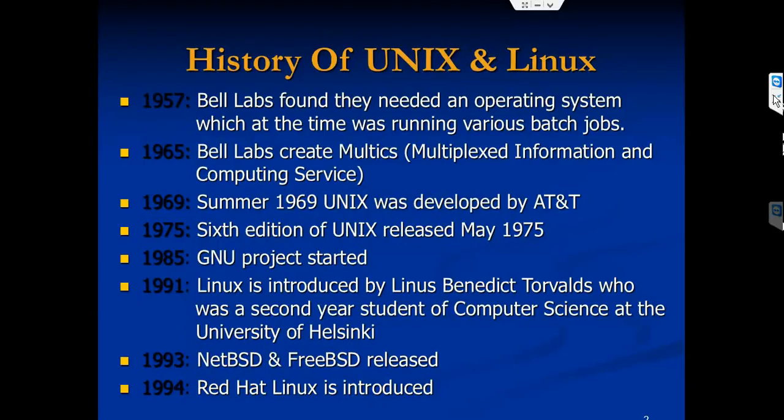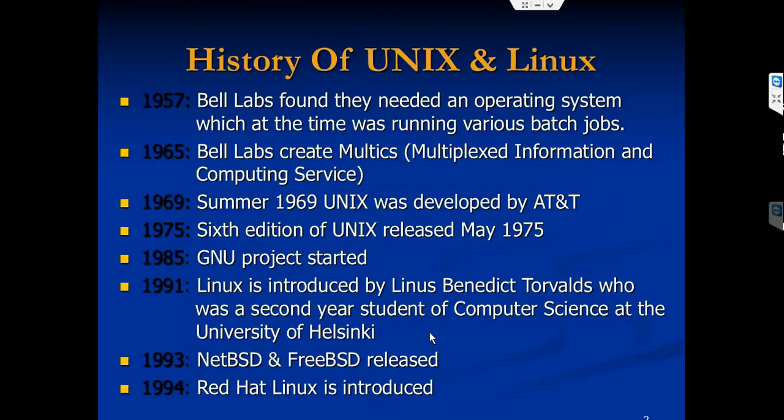Later, they started Unix, developed at AT&T in 1969. That was also used for server management. The code was also proprietary, so no one could make changes in the code. If you wanted to incorporate any changes in the application, it had to be approved by the person who owned the OS.